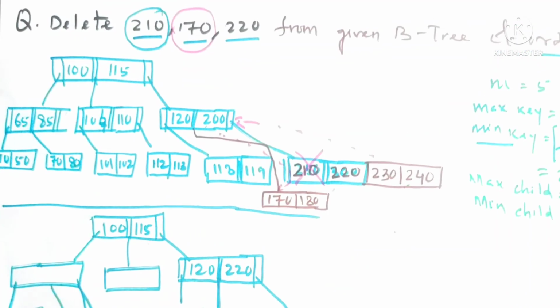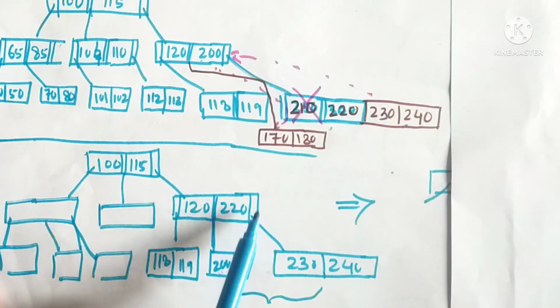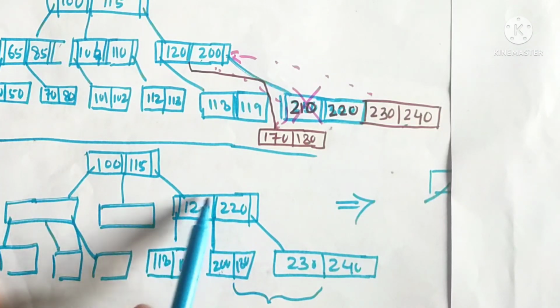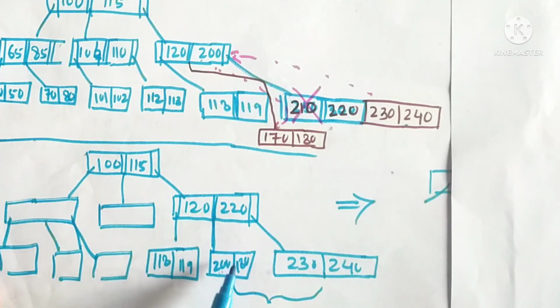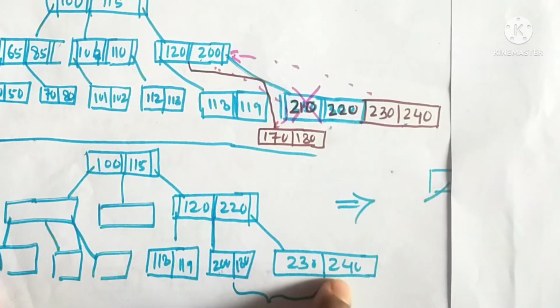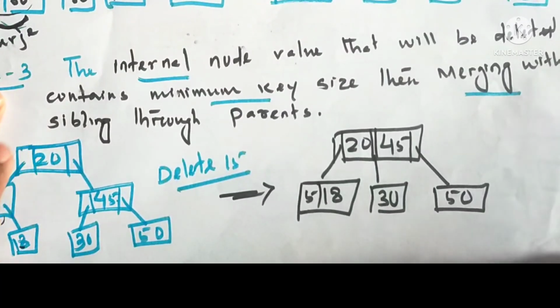So this is the way we have deleted 170. Next is to delete 220, and the internal node contains the minimum key size. The minimum key size for order 5 is 2. So we cannot delete 220 directly, nor can I take the help of the left child and the right child, because both have the minimum key size. So in that case I will take rule number 3, case 3, for deletion from an internal node.